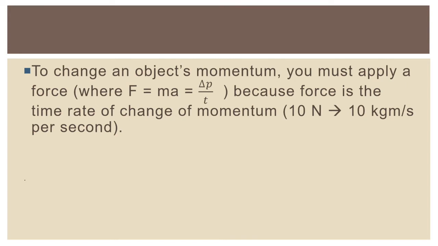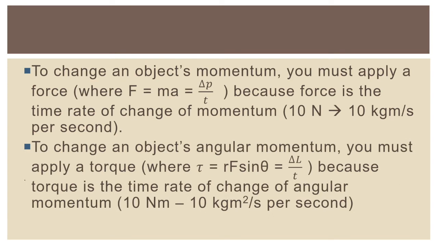What we're saying here is exactly the same thing. To change an object's angular momentum, you must apply a torque, where the torque is equal to r F sine theta, which of course is going to be equal here to delta L over t, because torque is the time rate of change of angular momentum. And so essentially, the way you should interpret a torque is that the magnitude of the torque is telling you the magnitude of the rate of change of angular momentum. So a 10 Newton meter torque is a torque that is changing the angular momentum of an object by 10 kilogram meters squared per second every second. Take a second to pause this video and write that down. And when you hit play, we'll move on.